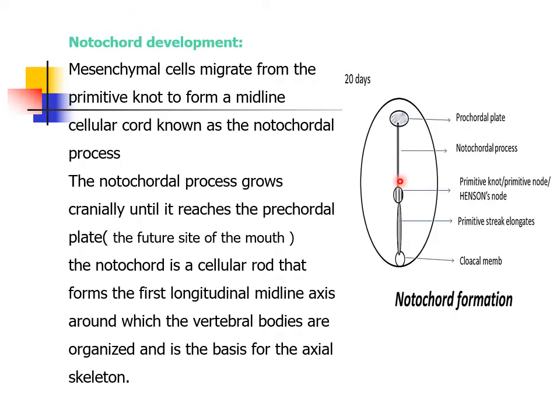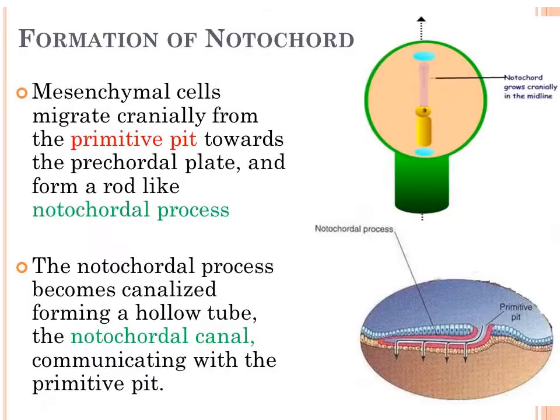The notochord is a cellular cord that forms the first longitudinal midline axis around which the vertebral bodies are organized and is the basis for the axial skeleton. Here, this is the primitive streak, and this is the site of the notochord, which is located between the ectoderm and the endoderm. Here it starts from the primitive node and reaches the prochordal plate.